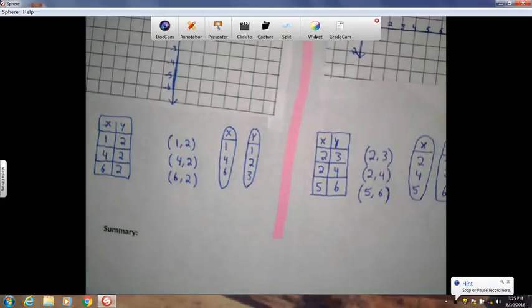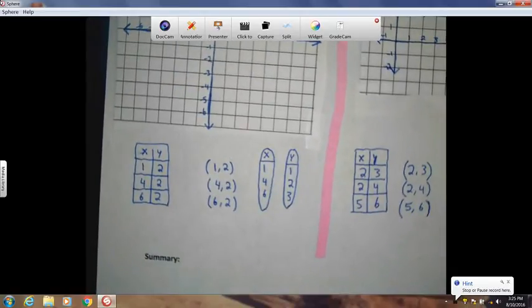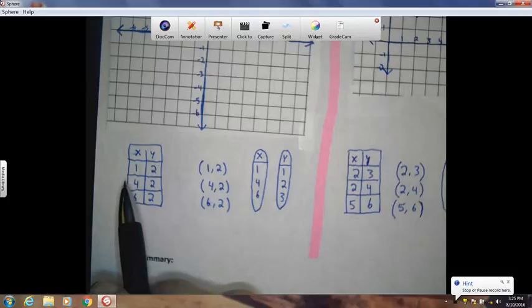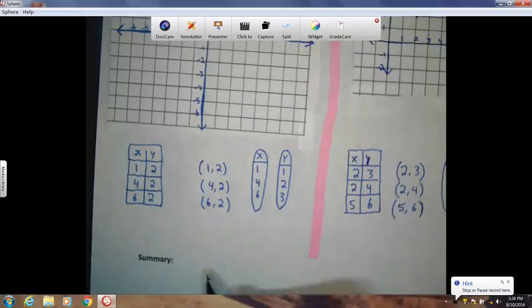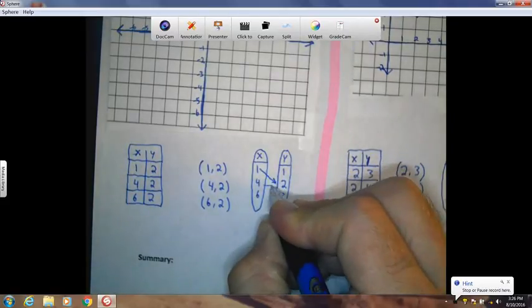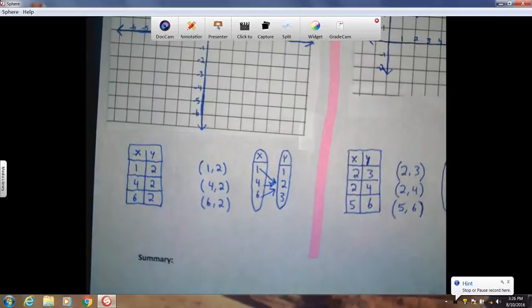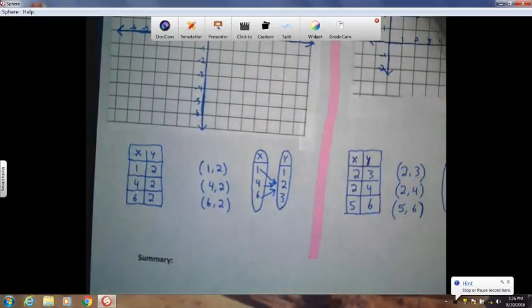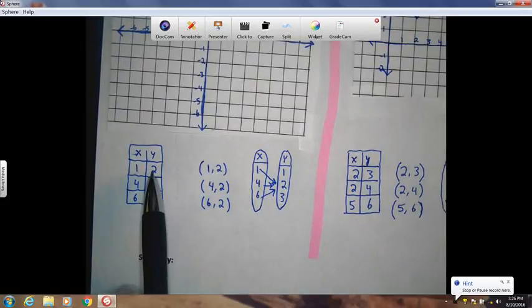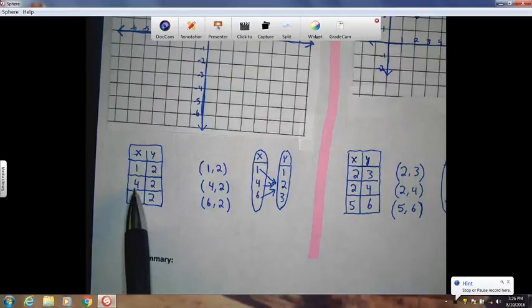Okay, in this one, I'm looking at some things that are functions and things that are not. Each input, which is X, can only have one output, which is Y. So if I look at this, look at my inputs. I have 1. How many outputs does it have? It has 1 output, which is 2. Input is 4, it has 1 output. It's also 2, but still, each input only has 1 output. So that's a function.